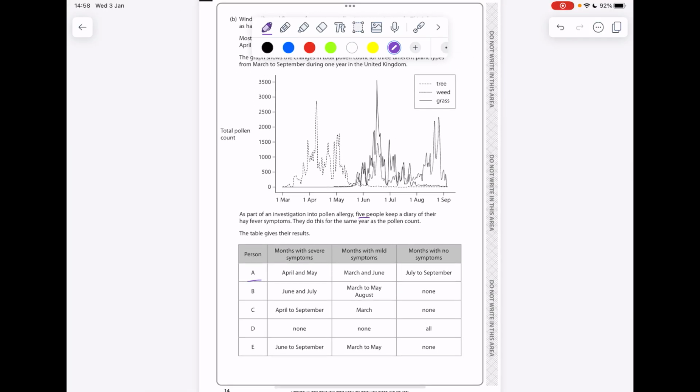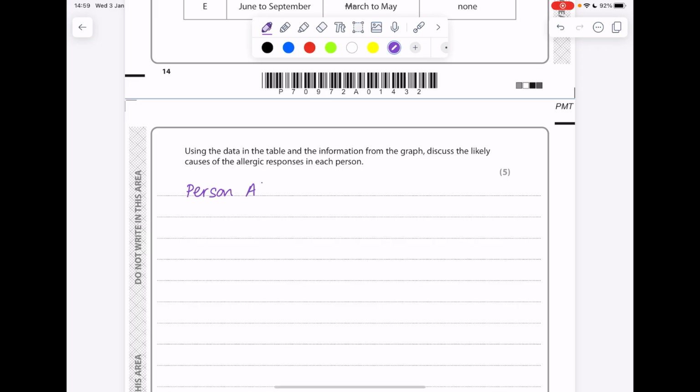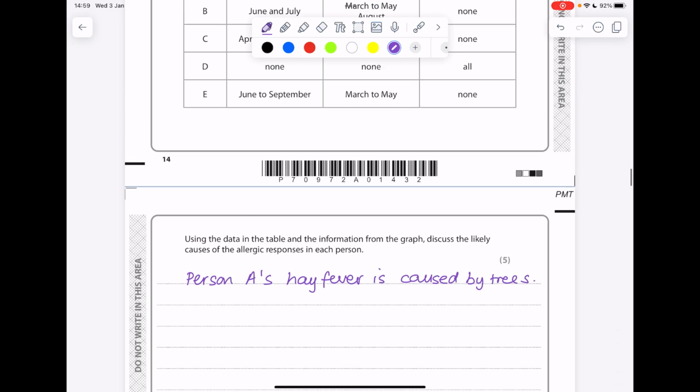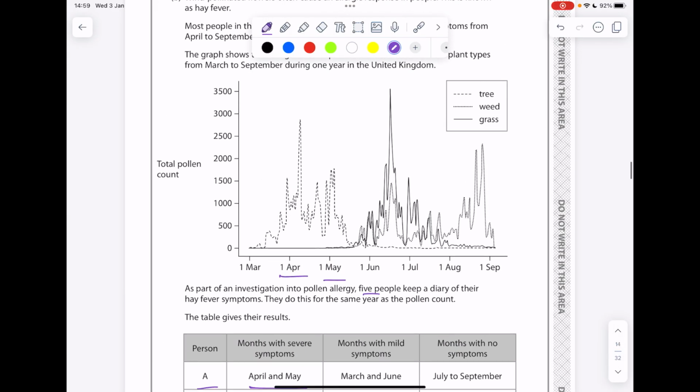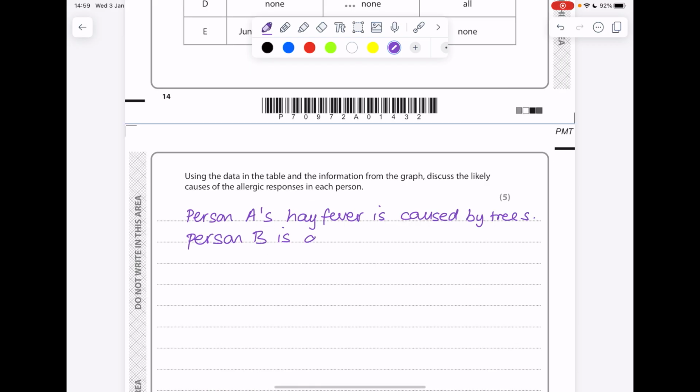Right, let's look at person A. So they've got severe symptoms in April and May. So that's here. So we can see that their hay fever is being caused by trees. What about person B? June, July. They've got 2 types of hay fever going on. That's weed and grass. Slightly more mild on the weed allergy.